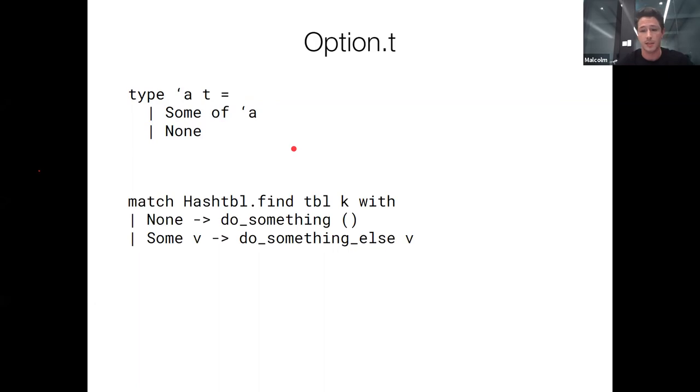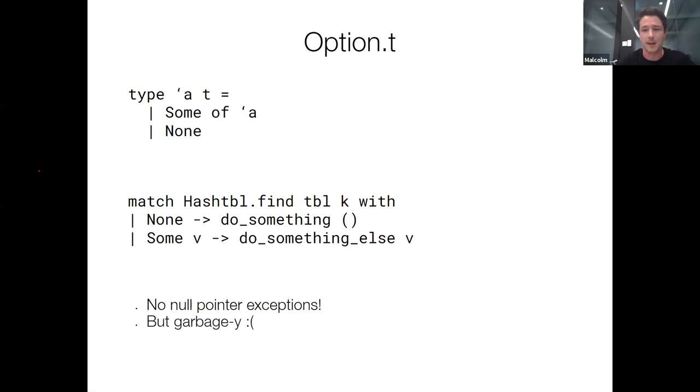So this is just a tiny example of finding something in a hash table. If I want to look up some key in a hash table, well, it might be there, or it might not be there. In another language that didn't have this feature, it's going to return a pointer to some type, and you're going to have to remember to check that it could be null. And this is a huge source of bugs. And we're really happy to have this feature in the language.